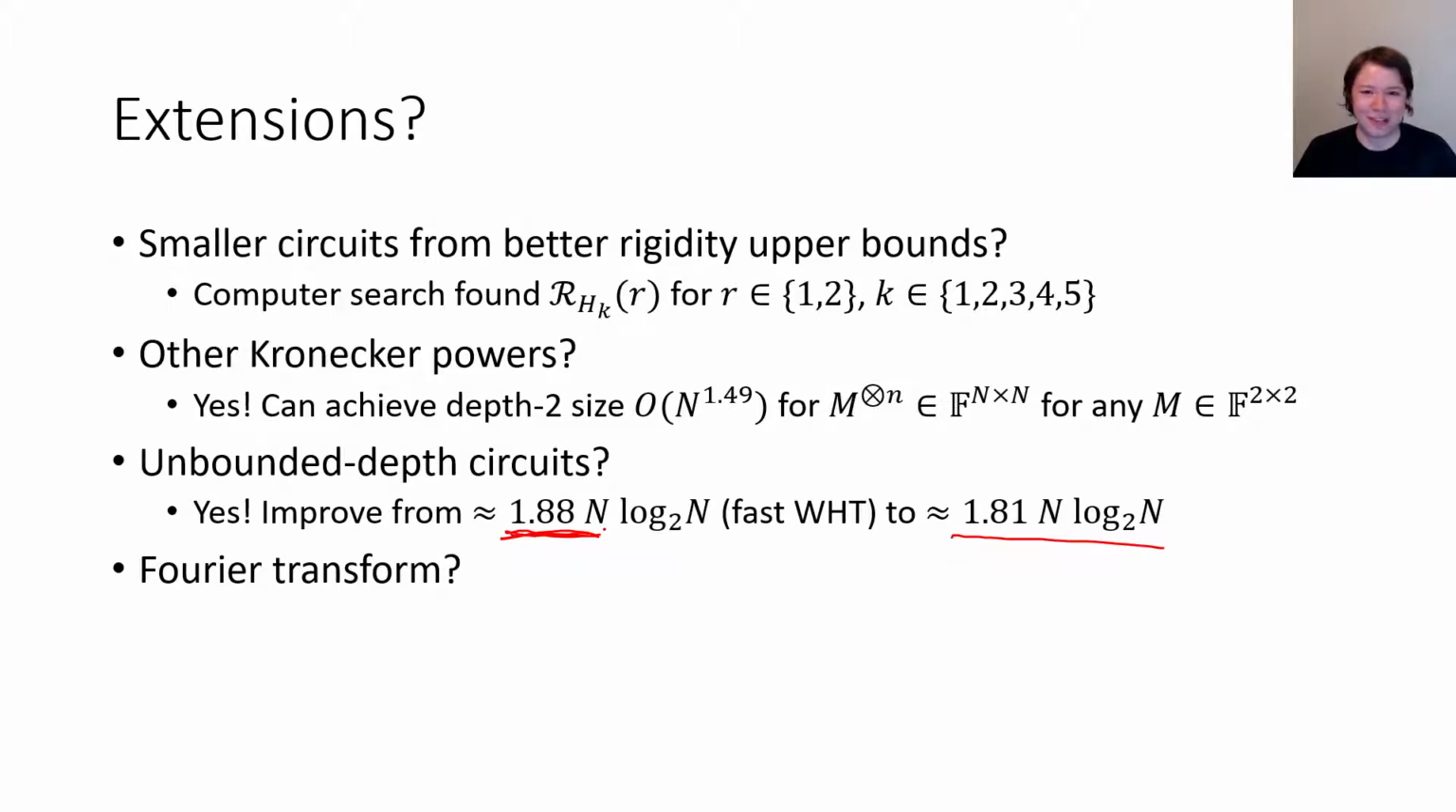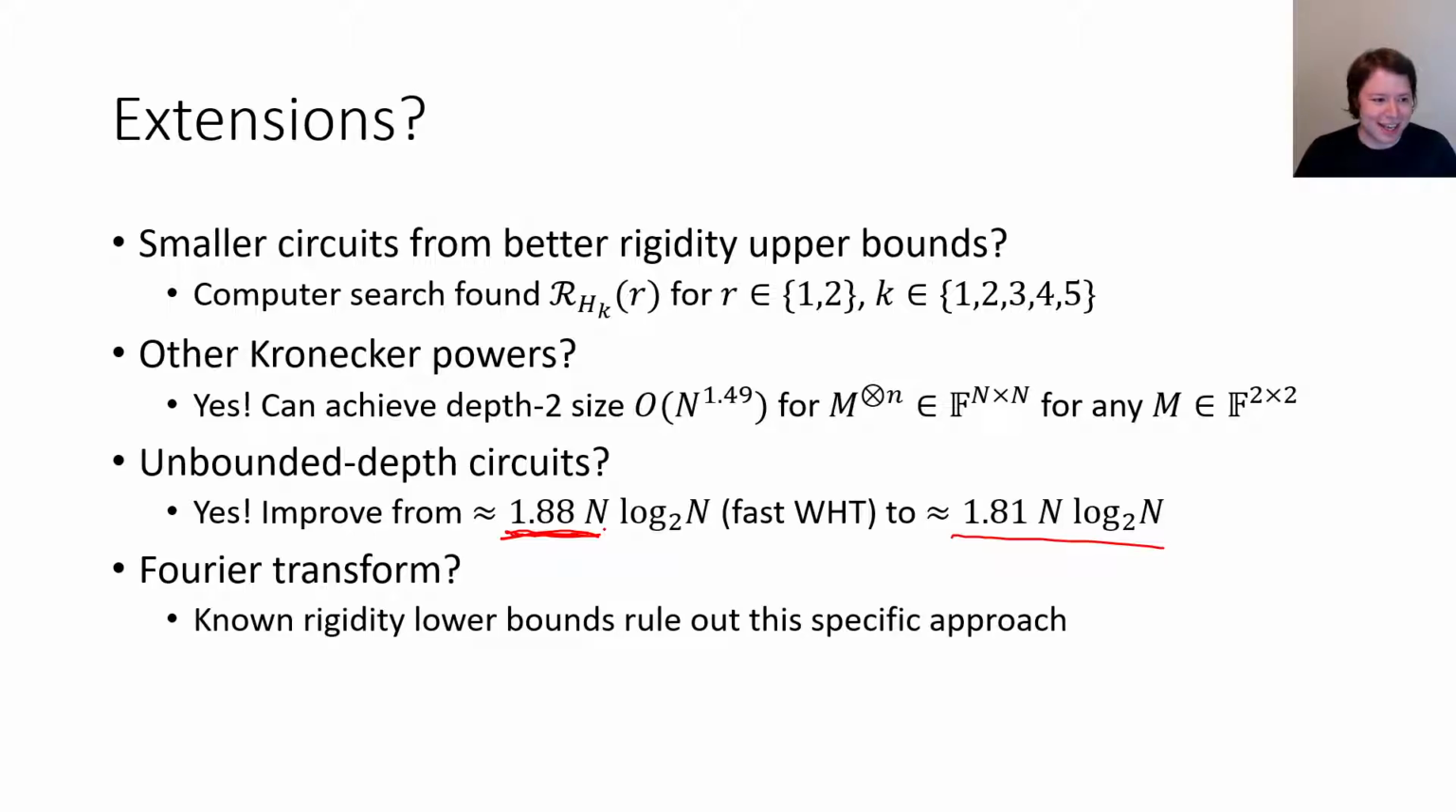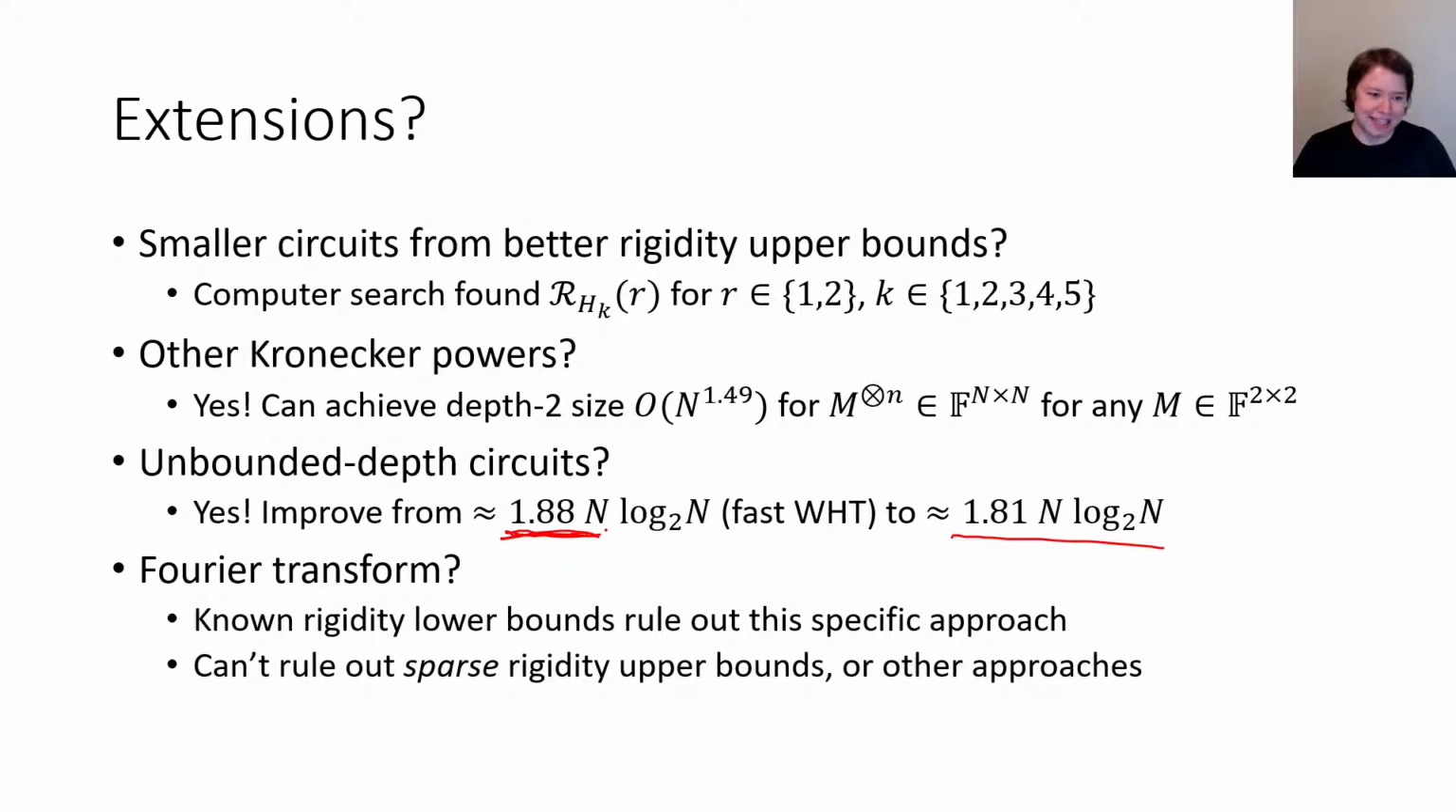And then what about other Fourier transforms, like the discrete Fourier transform with roots of unity in it that you might be more familiar with? Well, actually, known rigidity lower bounds rule out using this specific approach to improving on the fast Fourier transform. But in the paper I discuss a little bit other types of approaches that are slight variations on this that I don't know how to rule out and that might be helpful for speeding up the fast Fourier transform as well.